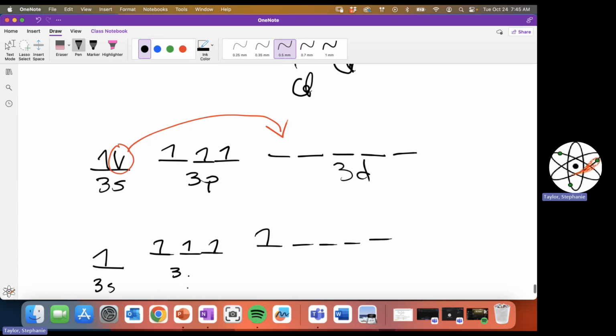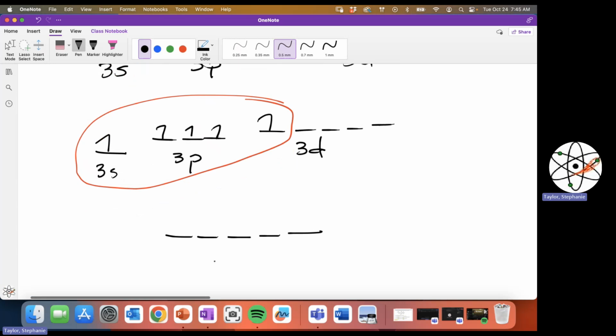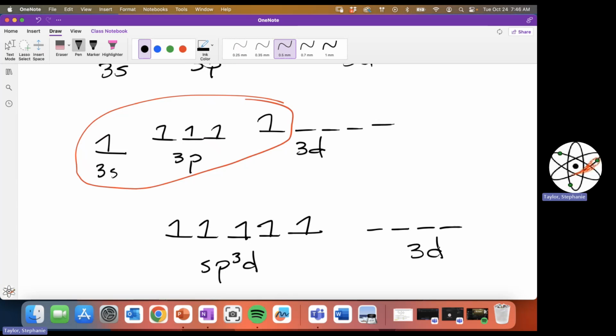3s, 3p, 3d. And then all we're going to do is mix these together. So then I get 1, 2, 3, 4, 5 sp3d orbitals. And technically I have some other 3d orbitals that I left alone, but there's also no electrons in them, so they become a little less interesting.